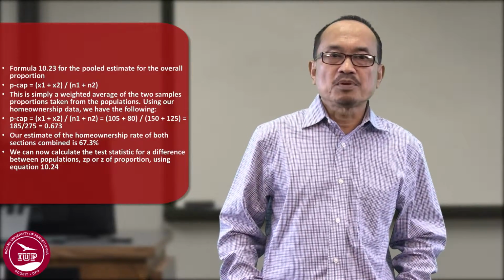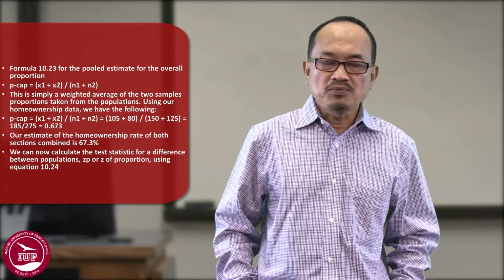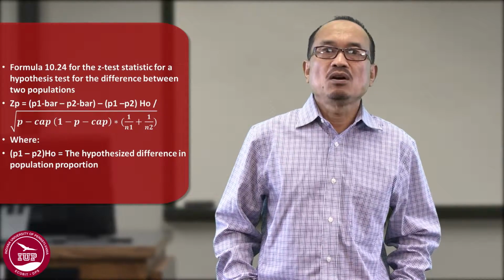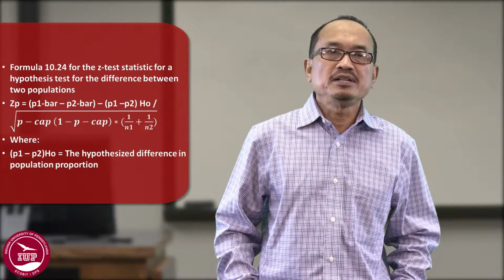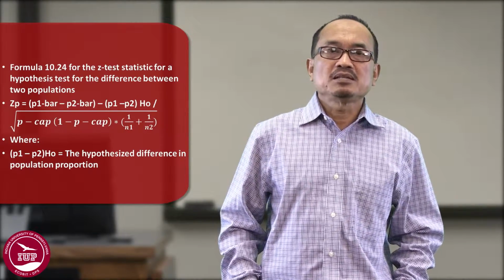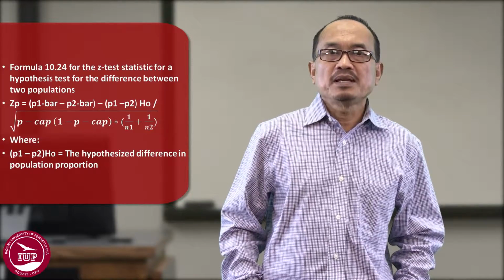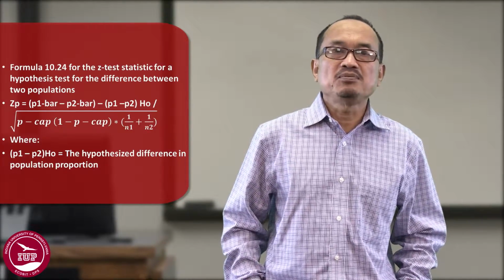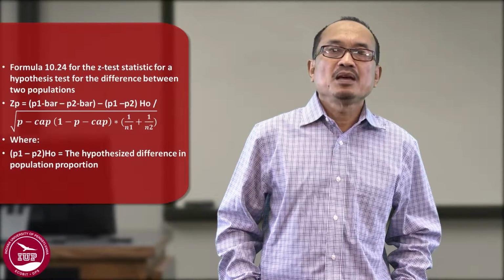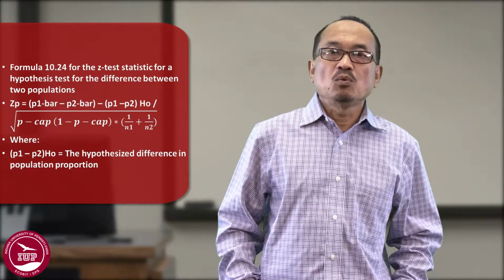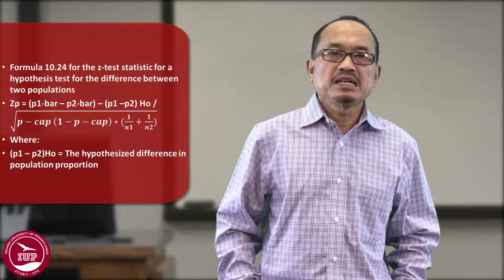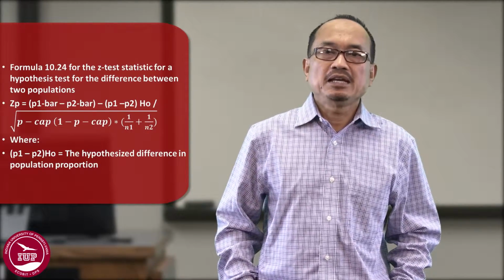Now we can calculate the test statistic for a difference between populations, ZP or Z of proportion, using equation 10.24. Formula 10.24 for the Z statistic for a hypothesis test for the difference between two proportions: ZP is equal to P1 bar minus P2 bar minus P1 minus P2 of the null hypothesis, divided by the square root of P cap times 1 minus P cap times 1 over n1 plus 1 over n2, where P1 minus P2 of the null hypothesis is the hypothesized difference in population proportions.